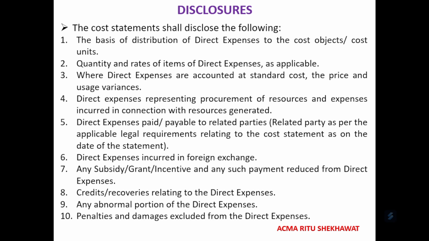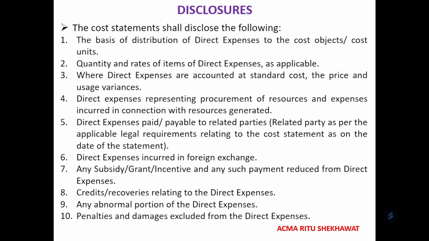Last but not least, disclosure. As usual, same as in the earlier cost accounting standards we have studied, let's go through this quickly. For direct expenses to the cost object or cost unit, we have to disclose quantities and rates. Also, for direct expenses at standard cost, if there is any variance, then we have to disclose it.